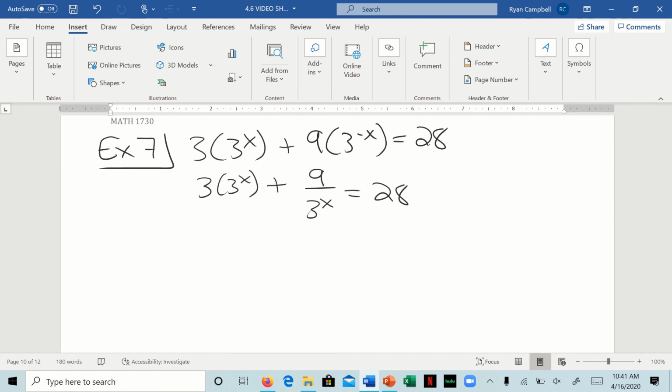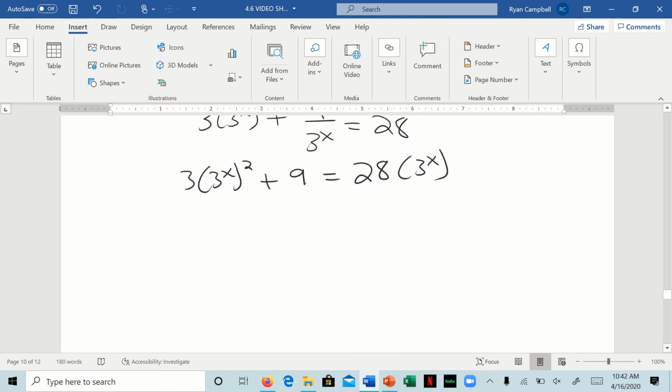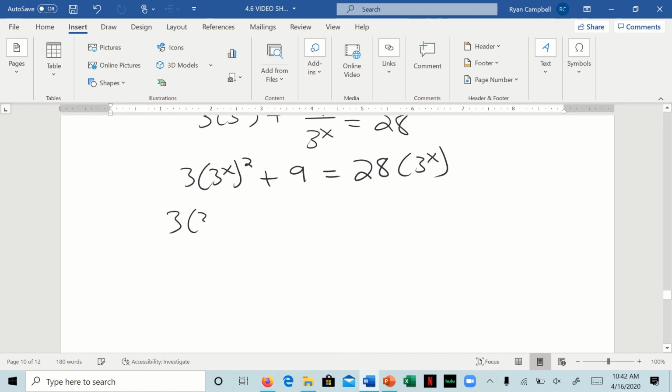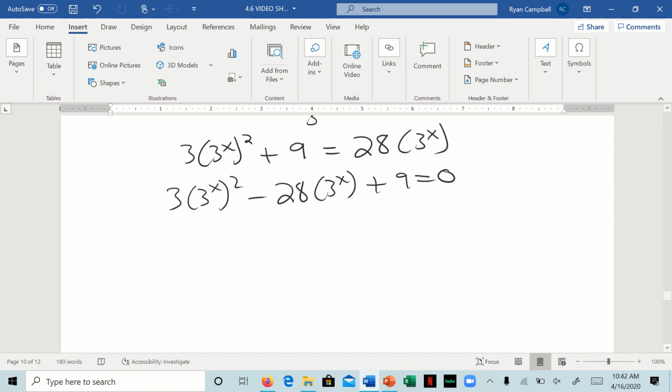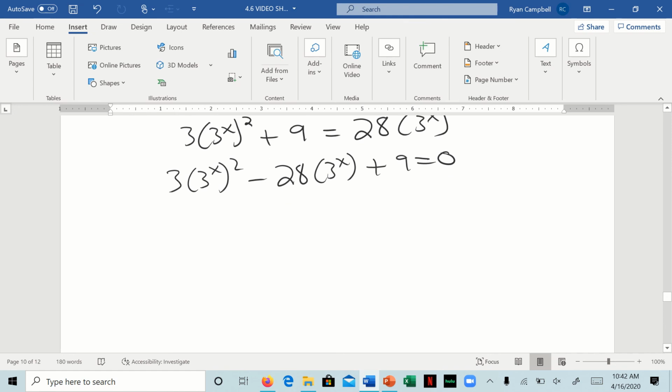All right, rule 1, fractions suck, get rid of them, so we can multiply everything by 3 to the x, right? So that's going to be 3 times 3 to the x squared plus 9 equals 28 times 3 to the x. All right, so hopefully we can see that this is kind of a quadratic, right? So u equals 3 to the x. So we get 3u squared minus 28u plus 9 equals 0.